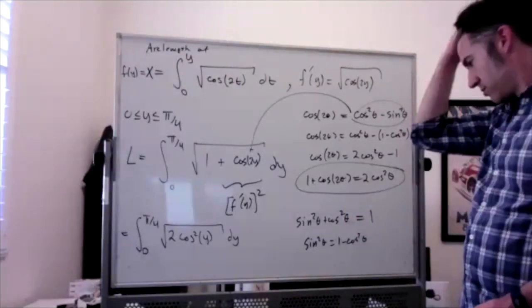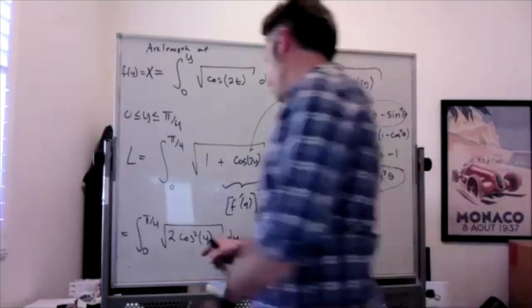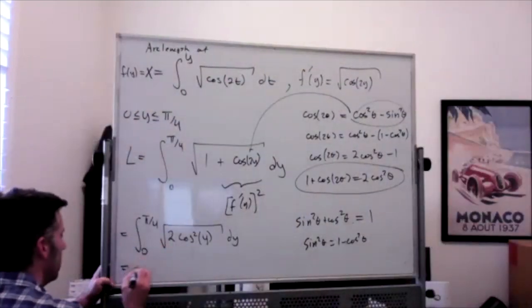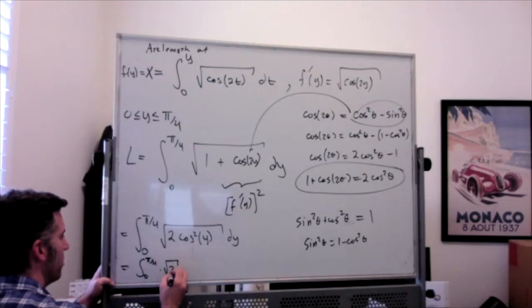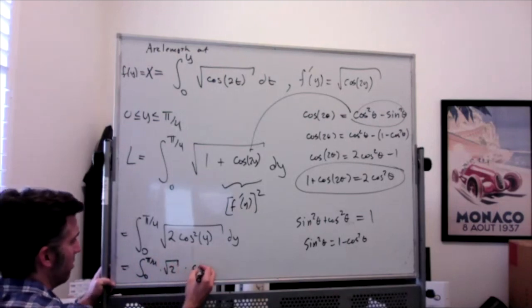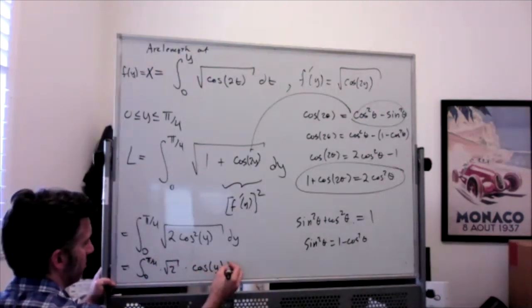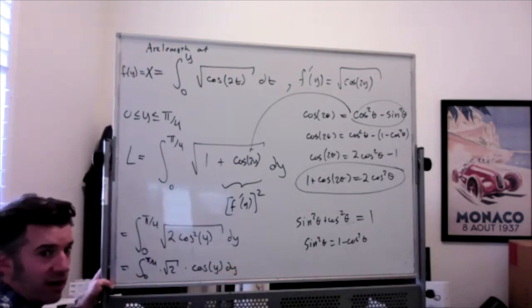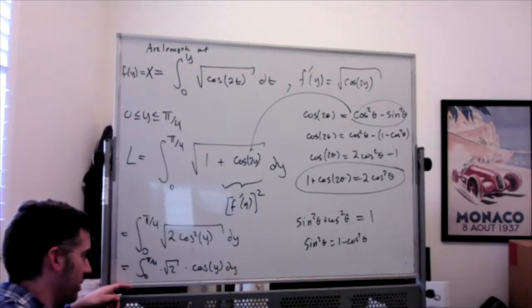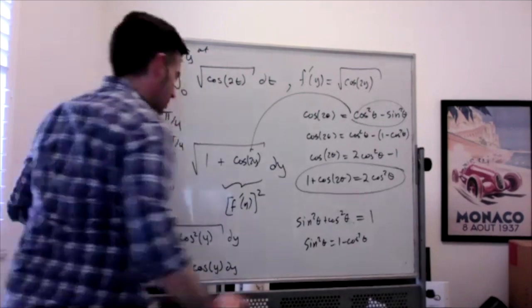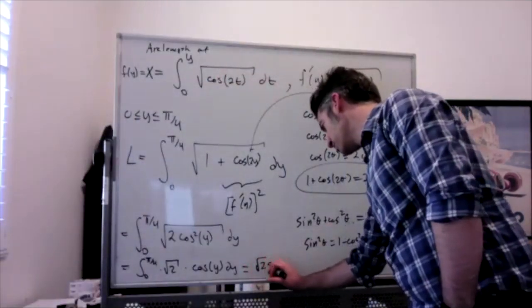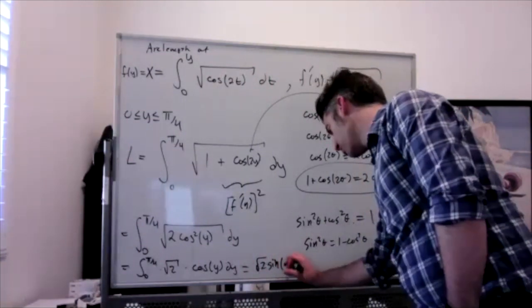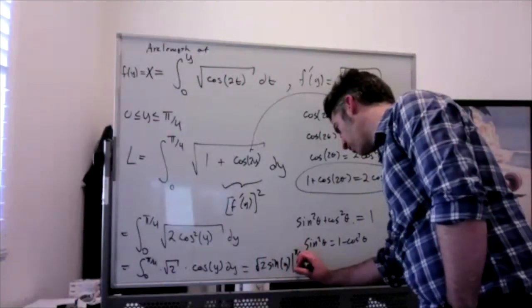Okay. Thank you. So then this is equal to the integral from 0 to pi over 4 of the square root of 2 times the square root of cosine squared. And I don't need an absolute value here because cosine is positive from 0 to pi over 4. So then the antiderivative of cosine is sine from 0 to pi over 4.